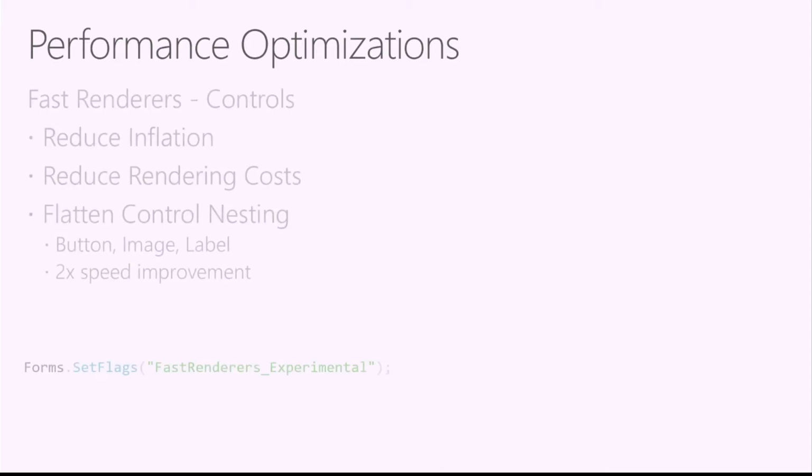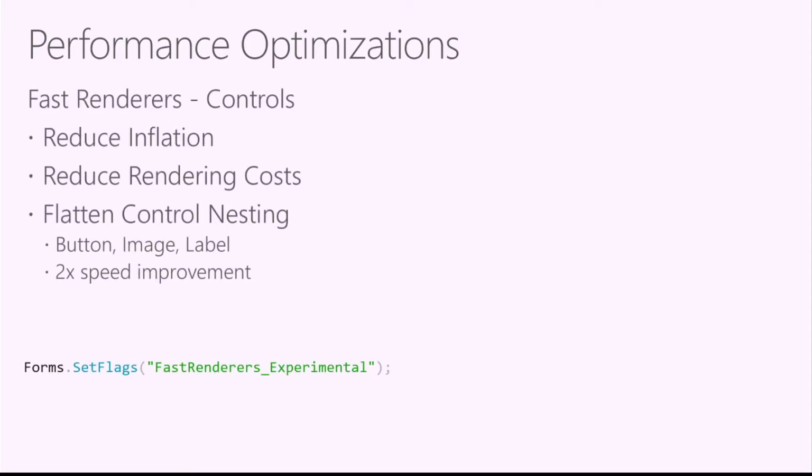Now we're always optimizing performance in Xamarin Forms. And in fact, we're doing quite a few things that are available in version 2.5. The first thing is fast renderers. And these are for your controls. The idea here is to reduce inflation of the user interface, which reduces the rendering costs by flattening the control nesting. And we do this with buttons, images, and labels today. And this gives your apps, from what we've seen, a 2x speed improvement when rendering those user controls. And that's really important when you have a list of data that is a whole bunch of, what do you guess, buttons, labels, and images inside of your app.